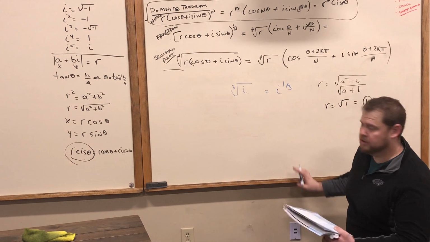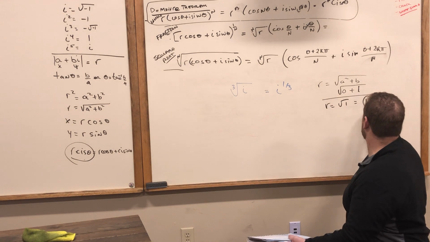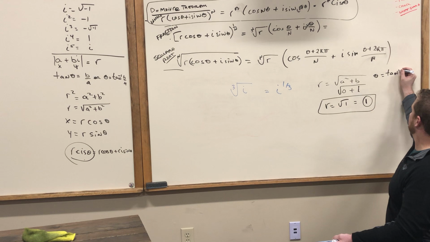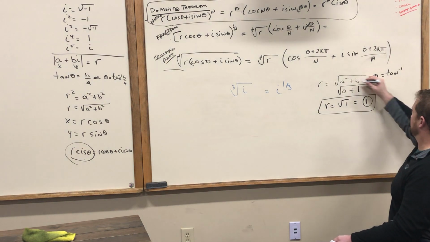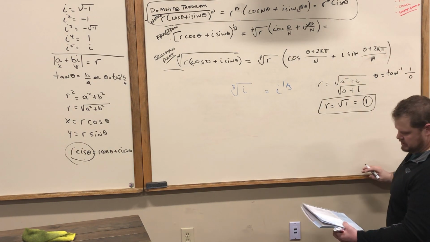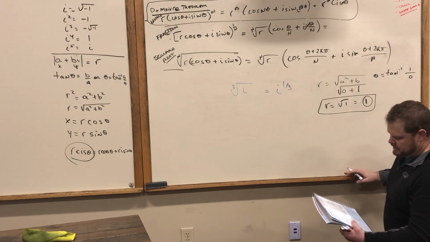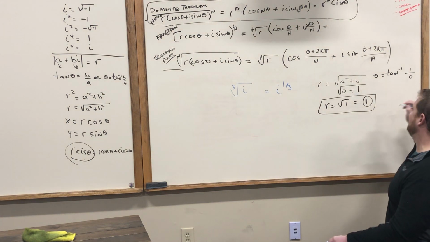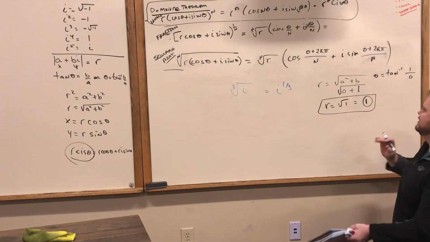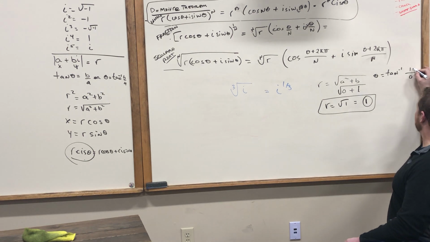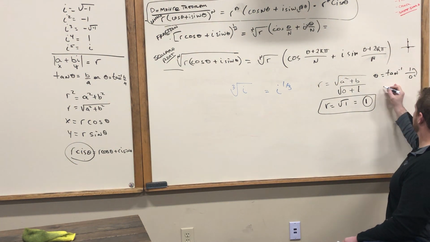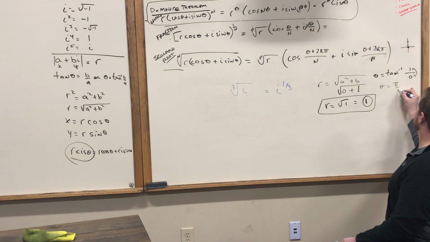Everybody got that? So we found our r. Now our theta. Tangent theta equals b over a, which is 1 over 0. So class, 1 over 0 is undefined. So tangent's undefined. When on the unit circle is tangent 1 over 0? Right here, 1 and 0. So therefore theta equals pi over 2.